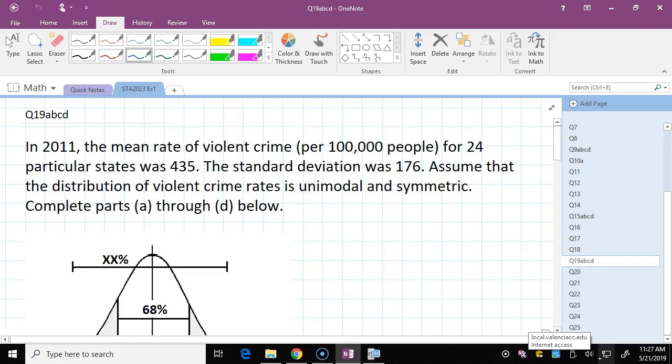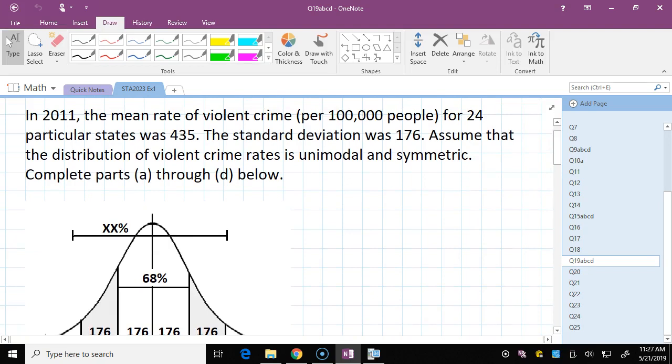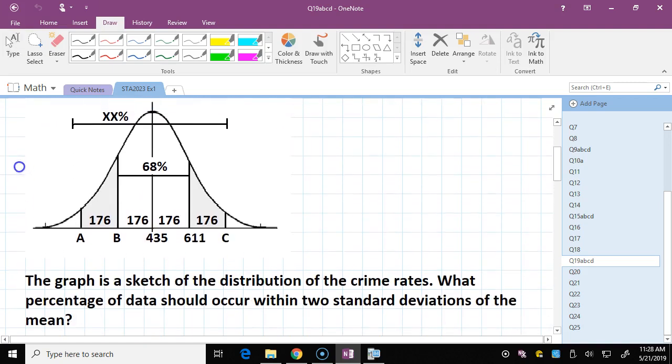19. All right. So getting into that empirical rule information. In 2011, the mean rate of violent crime per 100,000 people for 24 particular states was 435. The standard deviation was 176. Assume the distribution of violent crime rates is unimodal and symmetric. Complete A and D.